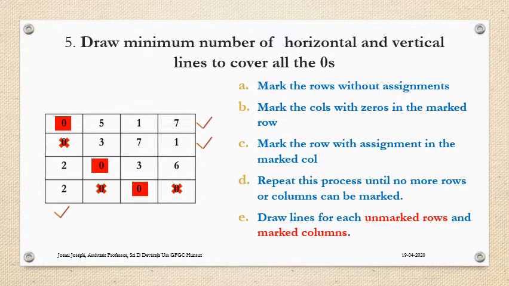Repeat this process until no more rows or columns can be marked. Here now we cannot mark any more rows or columns. So now we are going to draw the lines for unmarked rows. So this is an unmarked row and this is the second unmarked row. Then for marked columns, this is a marked column. So now the number of lines is 3. And if the number of lines is equal to the number of rows, we will get an optimal solution. But here it is not an optimal solution. So now we are moving on to the next step.